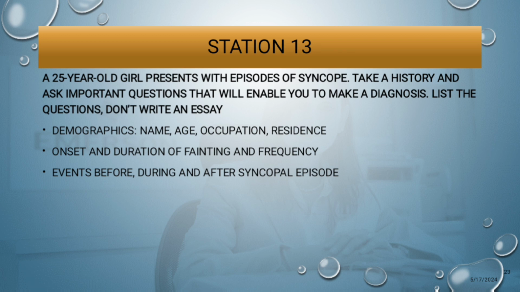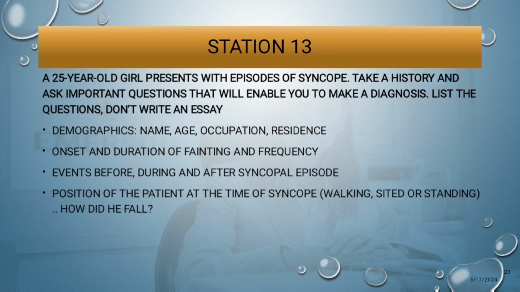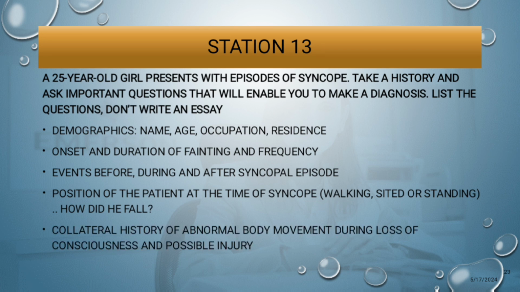Okay, any events: what were the events before, during, and after the syncope episode? Then position of the patient at the time of syncope: was the patient walking, seated, standing? So how did she fall? Did she hit herself anywhere after falling? Then collateral history of abnormal body movement during loss of consciousness and possible injury.